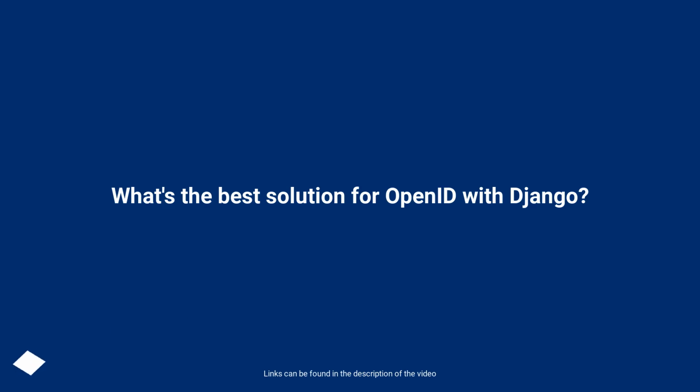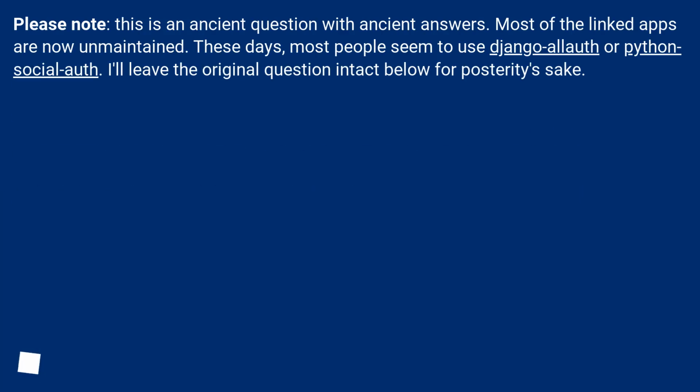What's the best solution for OpenID with Django? Please note, this is an ancient question with ancient answers. Most of the linked apps are now unmaintained. These days, most people seem to use Django Auth or Python Social Auth. I'll leave the original question intact below for posterity's sake.